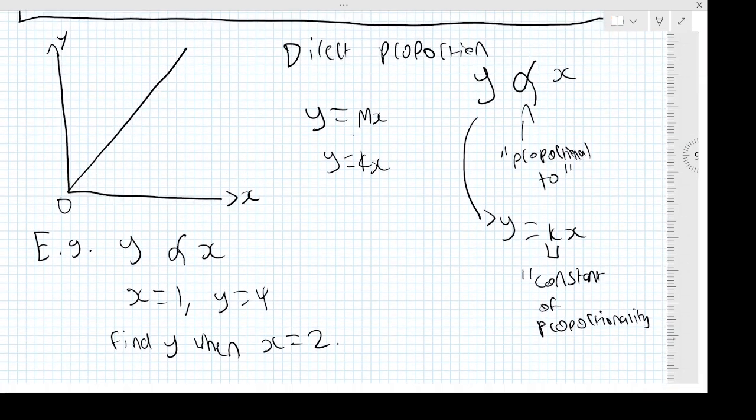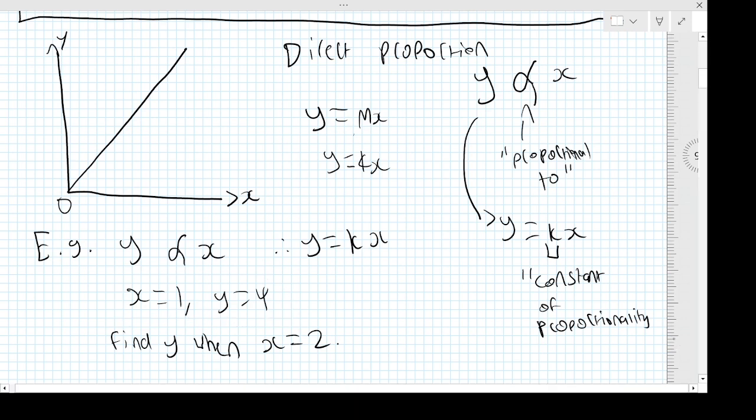So then, we want to find y when x is 2, but I need to find an expression for y in terms of x. Well, if I'm told y is proportional to x, then I can say that y is equal to kx, where k is the proportion constant. Well then, I'm given this information here. I can substitute it in.